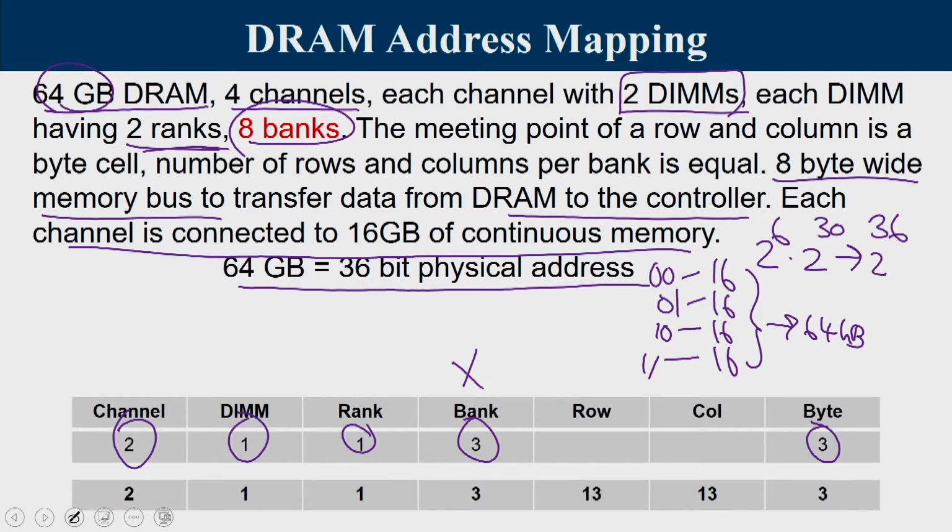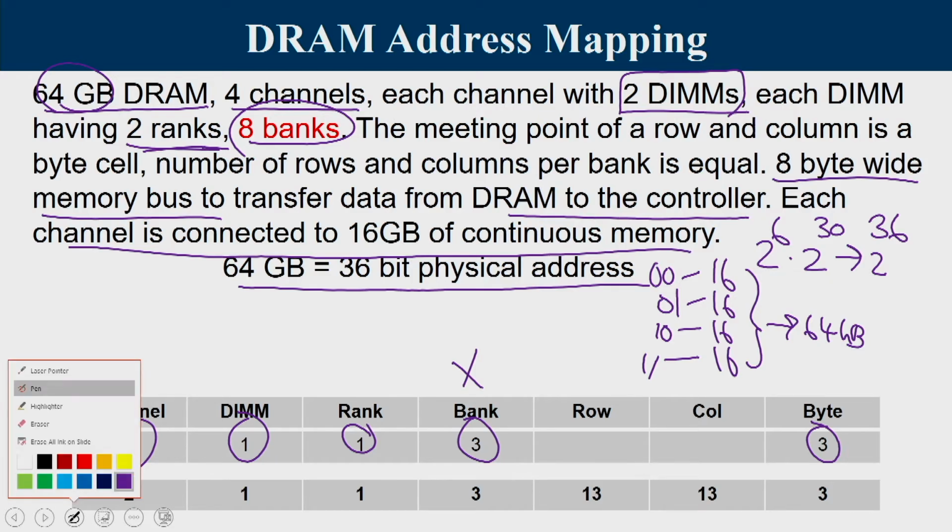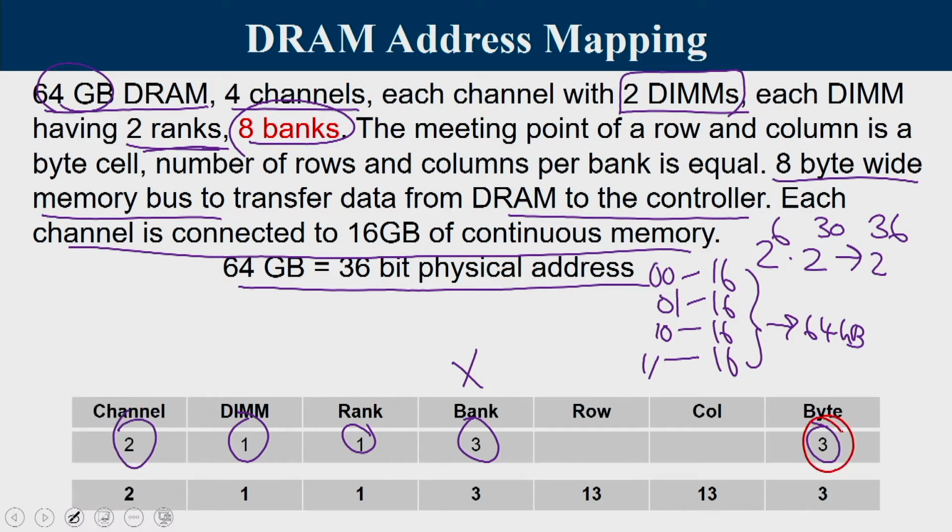So, out of 36, we have 3 bits for the byte within the bus. You have 2 bits for channel, that makes it 3 plus 2, 5 bits already gone. And then we have 3 bits for bank, that makes it 8, plus 1 bit each for DIMM and rank. So, out of a total 36 bits, already 10 bits are gone. So, the remaining is 26 bits. These 26 bits I have to split into rows and columns per bank.